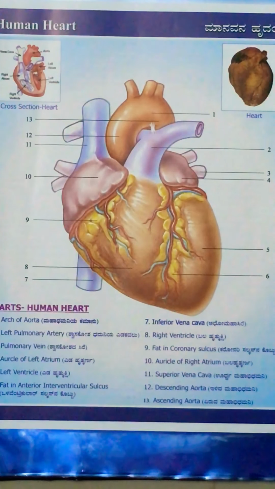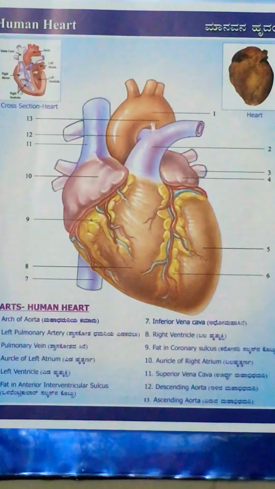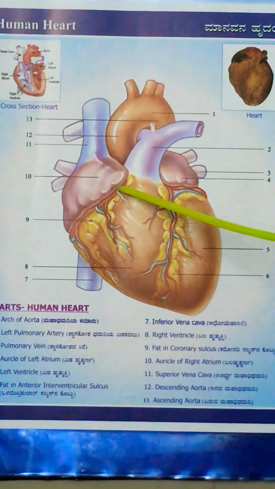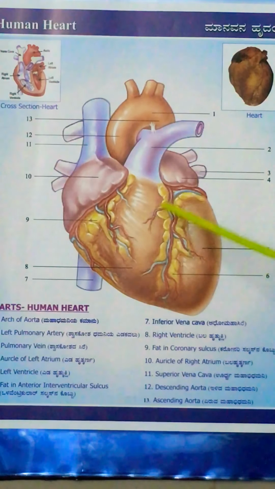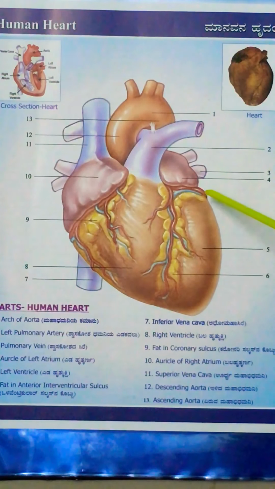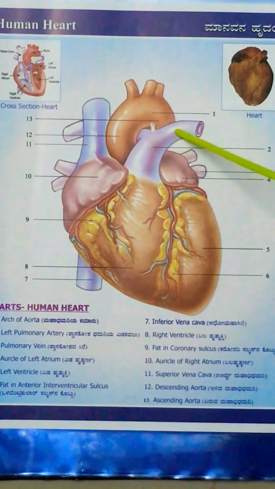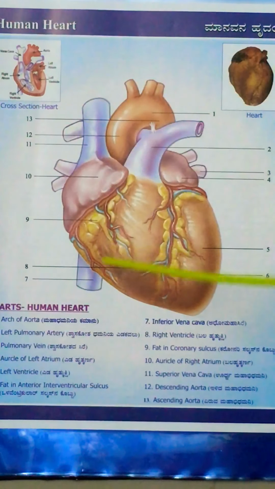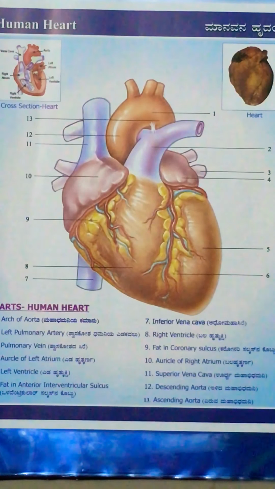This human heart has four different chambers. On this side, they are called the right atrium and right ventricle. On the other side, they are called the left atrium and left ventricle. This biggest part is called the aorta, and these are called the pulmonary artery and pulmonary veins. This is called the superior vena cava, and this is the inferior vena cava.